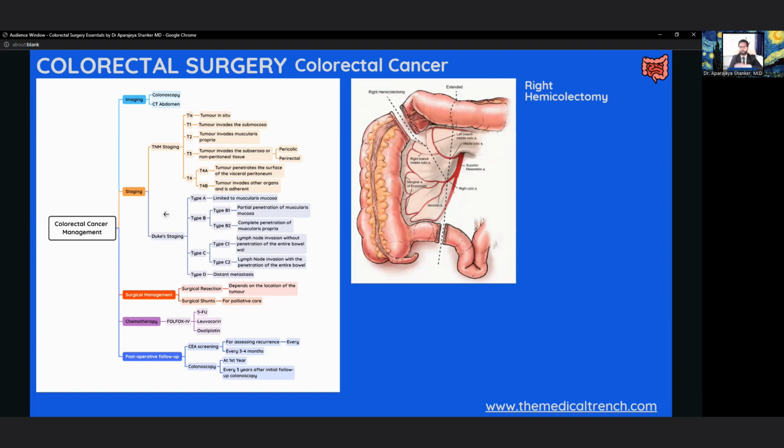And then type D is when you have a distant metastasis. So distant metastasis essentially means that the 5-year survival rate could be anywhere between 10 to 15% or 10 to 25%. Okay. So that is what you need to understand about Duke staging.